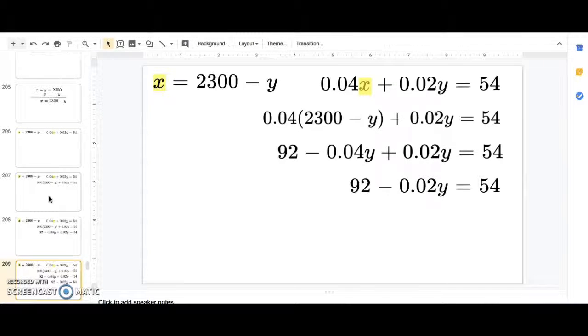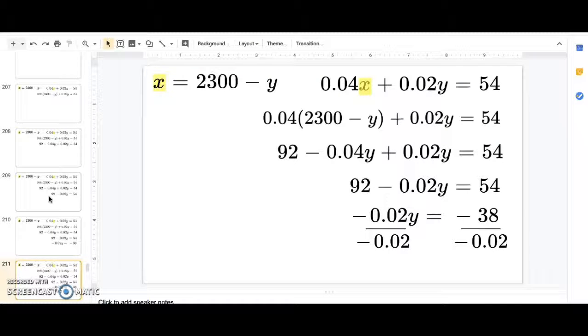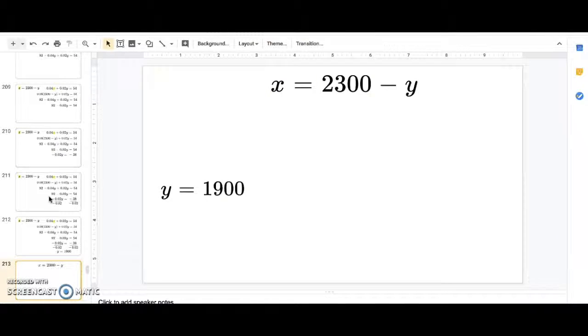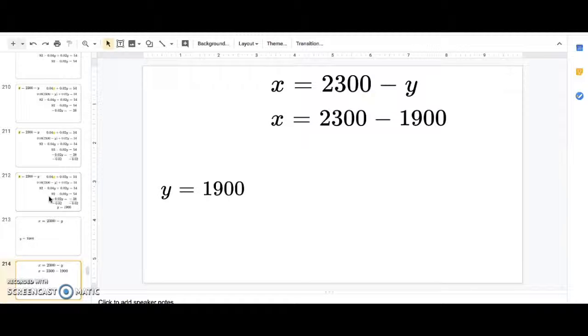Now I subtract 92 from both sides and I get negative 38. I divide both sides by negative 0.02 and I'll get y equals 1900. Now substituting that in for y to find x, I have 2,300 minus 1900 and I'll get x is 400.